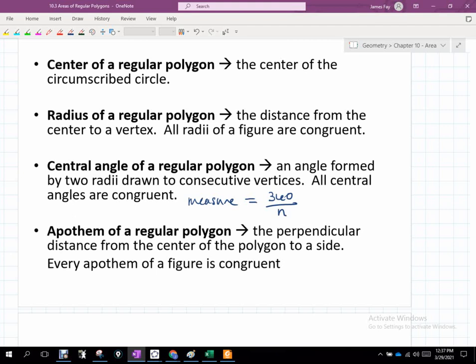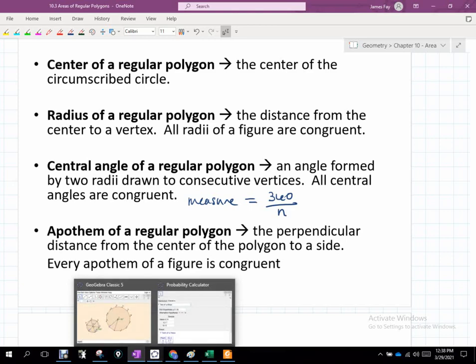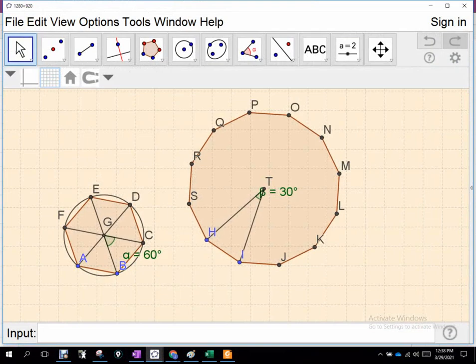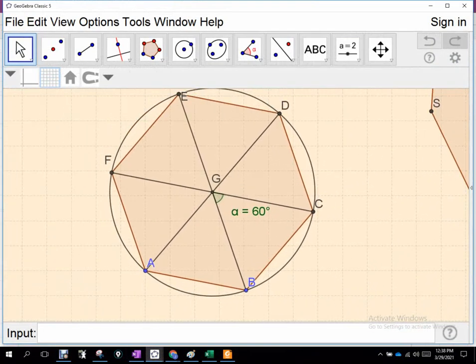What this apothem really is, you guys remember back in chapter 4, I gave you an isosceles triangle, and we found the angle bisector of the isosceles triangle. And the angle bisector of an isosceles triangle is perpendicular to the base, and it cuts the base in half. An apothem is exactly that for every one of these triangles in here.